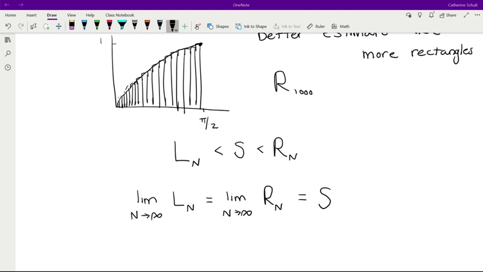All right, so what's that actually going to look like? Well, first of all, let's get the width of each one of these rectangles. I'll just draw it over here.